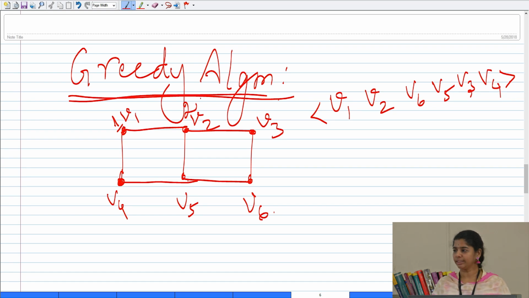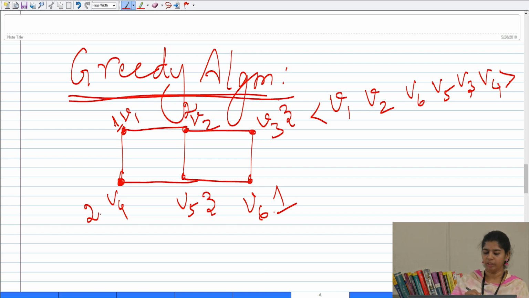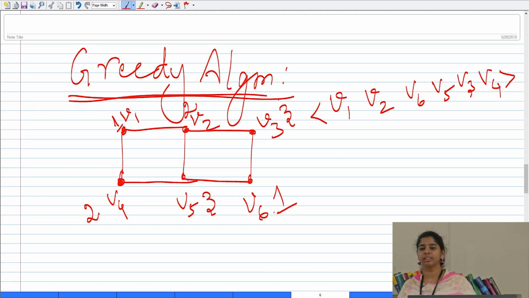And next is V6, right. If I look at V6, I can use either 1 or 2. So greedily I will always choose the minimum numbered color that is available. So 1. Next V5 comes. V5 will require color number 3, right. And what about V3? 3 again. And what about V4? 2, right. So this ordering gives 3 colors, right.